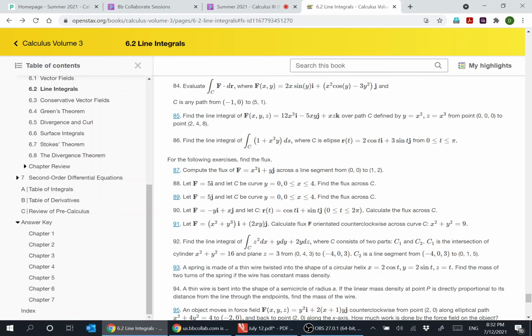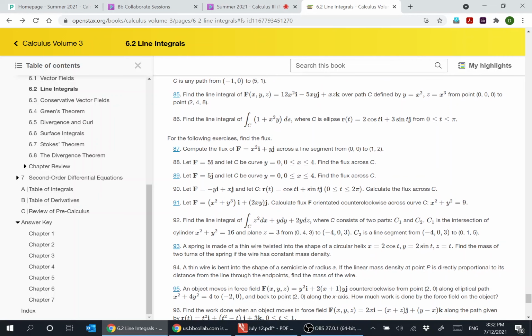From (0, 4), oh no, it's not the whole circle. And then C2 is the line segment. Okay, so (0, 4, 3) to (-4, 0, 3). But wait a minute, what direction do they want? They're not saying what direction it is. C1 is the intersection of the cylinder of radius 4 and the plane z equal to 3 from (0, 4, 3) to (-4, 0, 3), but they're not saying in what direction.